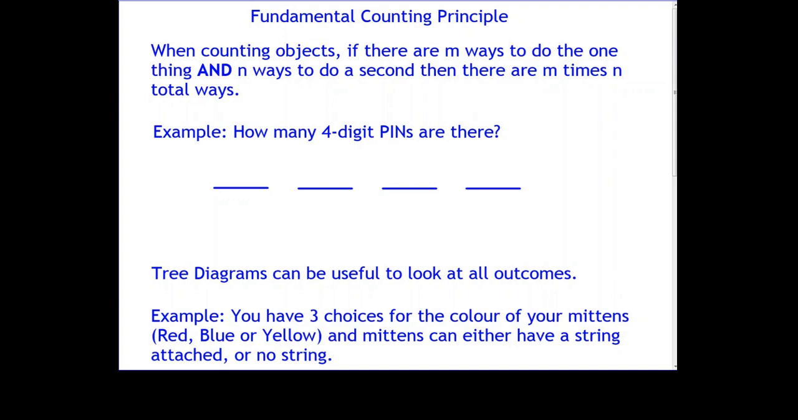In this video, we look at the fundamental counting principle. The fundamental counting principle is a way that helps us count things a little bit more efficiently. One of the technical definitions of the fundamental counting principle is that when we count objects, if there are m ways to do one thing and n ways to do a second, then there are m times n ways to do them together. The key word here is "and," so we want to be able to do both of those things.